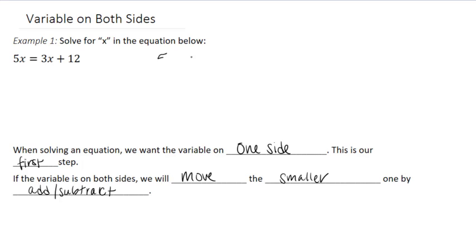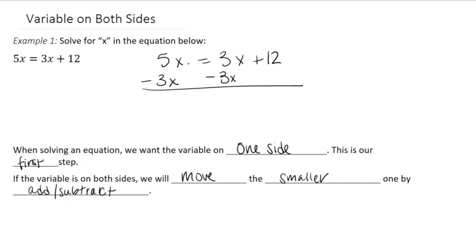So we have 5x, which is equal to 3x plus 12. So we have a variable on both sides. So let's go ahead and subtract 3x on both sides. This way, we can get x on the left-hand side, and we move the smaller one. So now that is just equal to 0 right there, as 3x minus 3x is 0. So now on this side, we have 5x minus 3x, which is equal to 2x. And on the right-hand side, we just have 12.